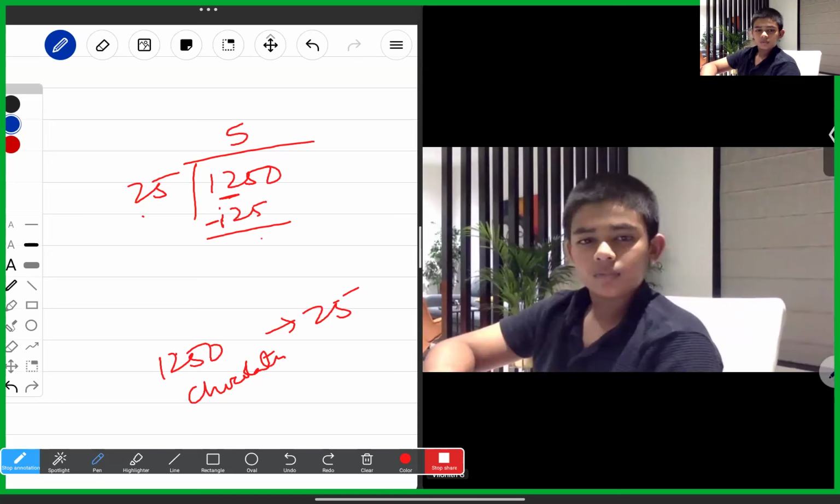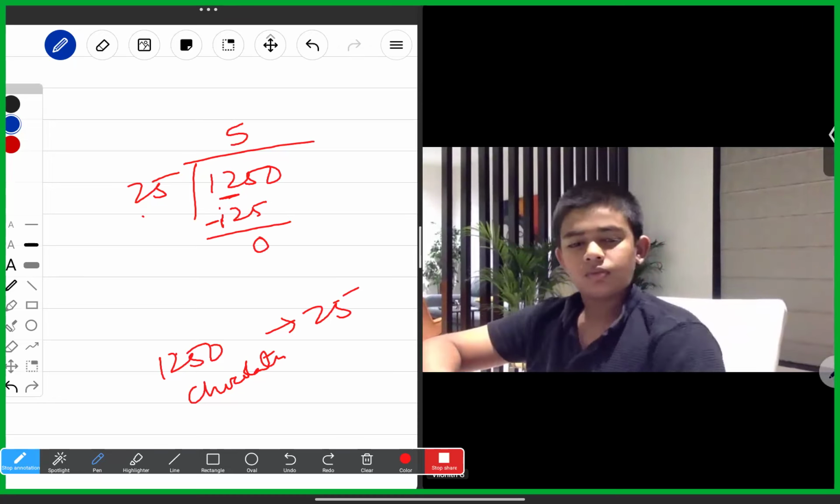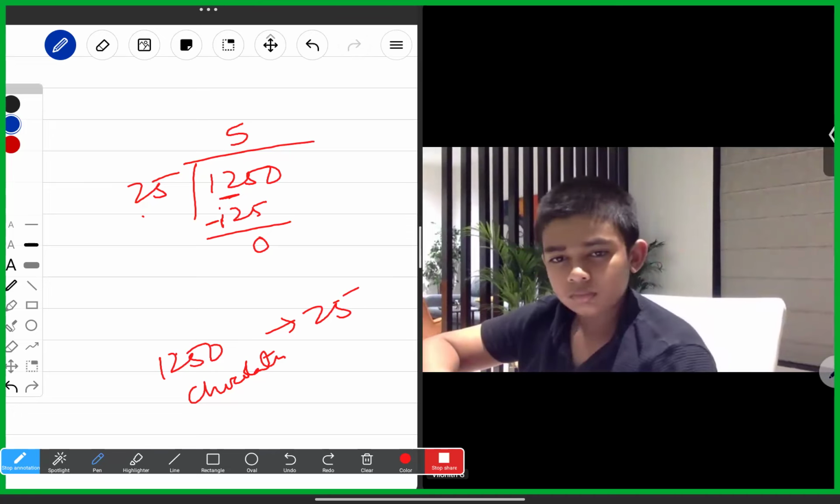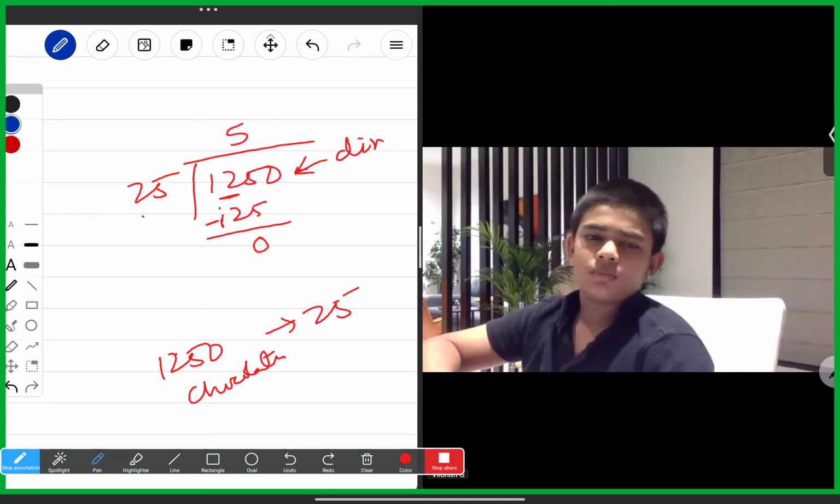Then after that you subtracted it, but in which step should we stop the division, Vilohit? After all the digits of the dividend are finished. This number is the dividend, actually. So once all the digits of the dividend are finished, then we'll stop the division.